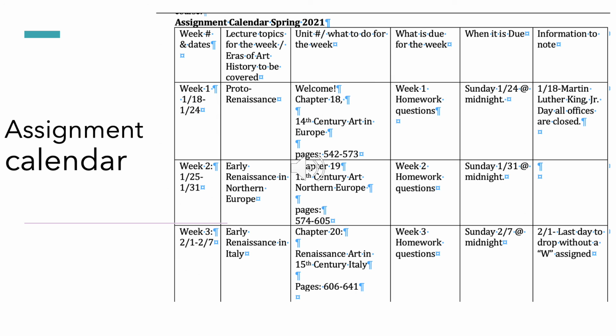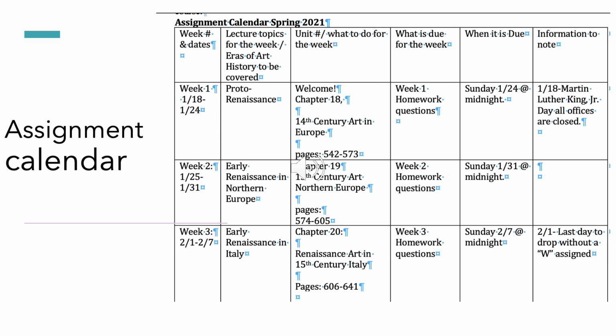So the thing that's going to keep you on track the most this semester is this assignment calendar. The assignment calendar corresponds to the Blackboard page to a T. So week 1 is labeled week 1, January 18th to January 24th. The next column in the assignment calendar is the lecture topic for the week or the era of art history to be covered. Then the next column would be what you need to do for the week.